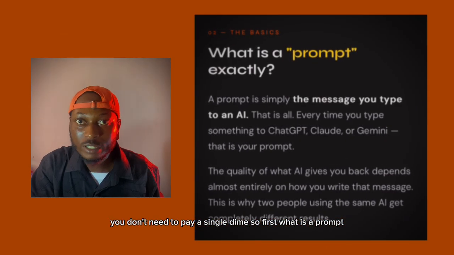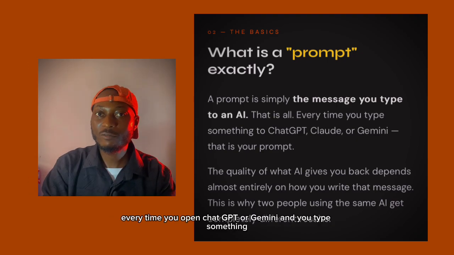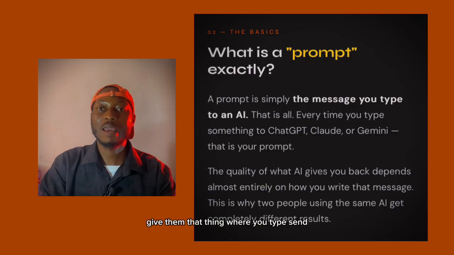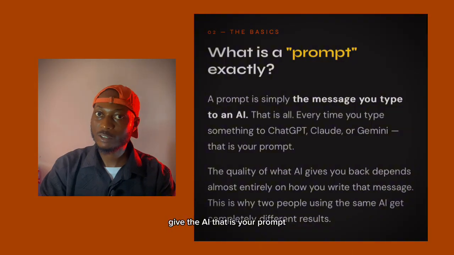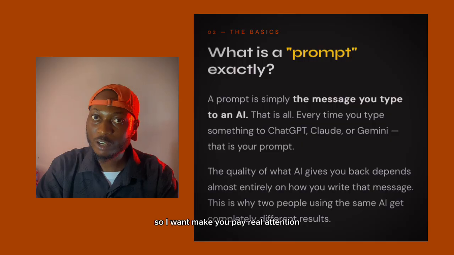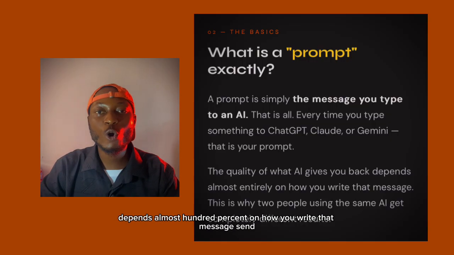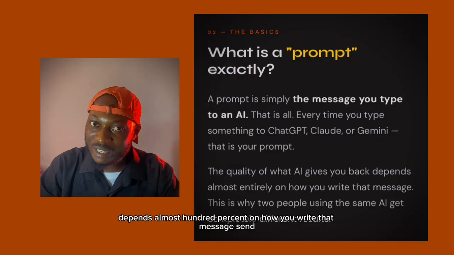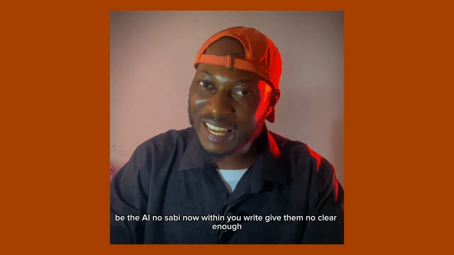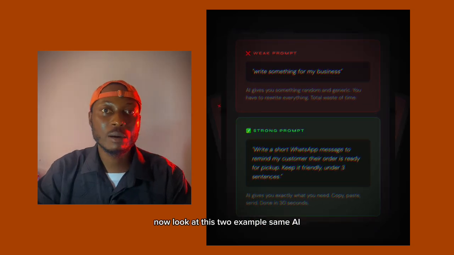So first, what is a prompt? Prompt na the message where you dey type give AI. Every time you open ChatGPT or Gemini and you type something, give them. That thing where you type send, give the AI, that is your prompt. Most people don't realize this, so I want make you pay real attention. The quality of your results depends almost 100% on how you write that message, send, give the AI. So if you get bad result from AI, no be the AI no sabi, now wetin you write give am no clear enough.